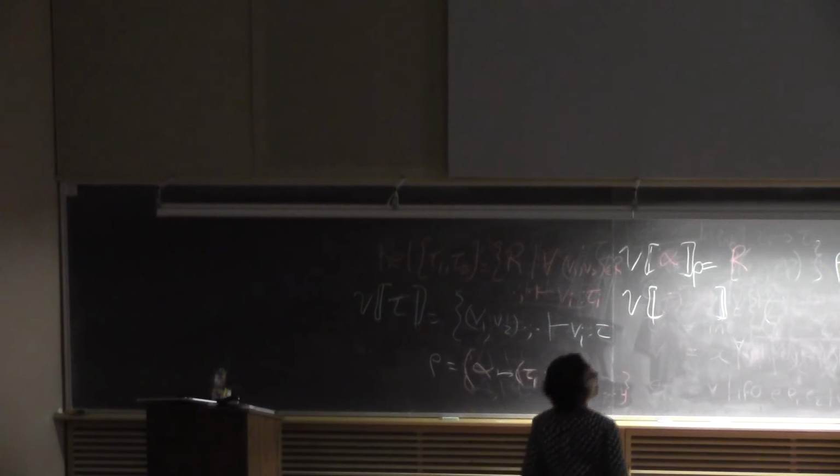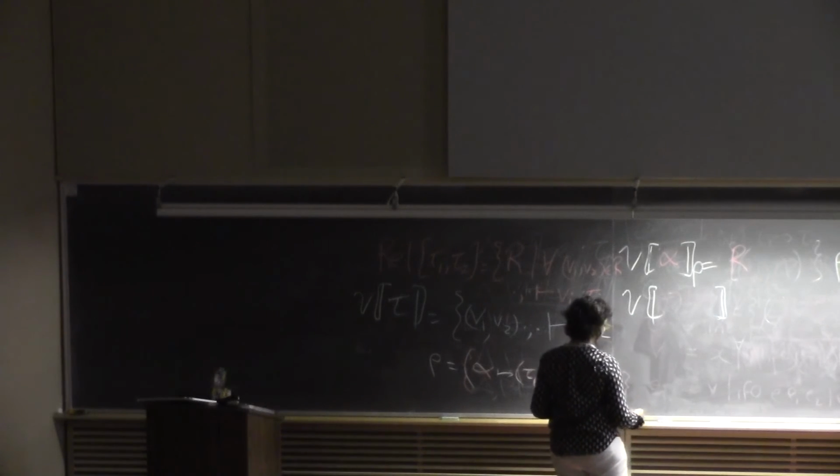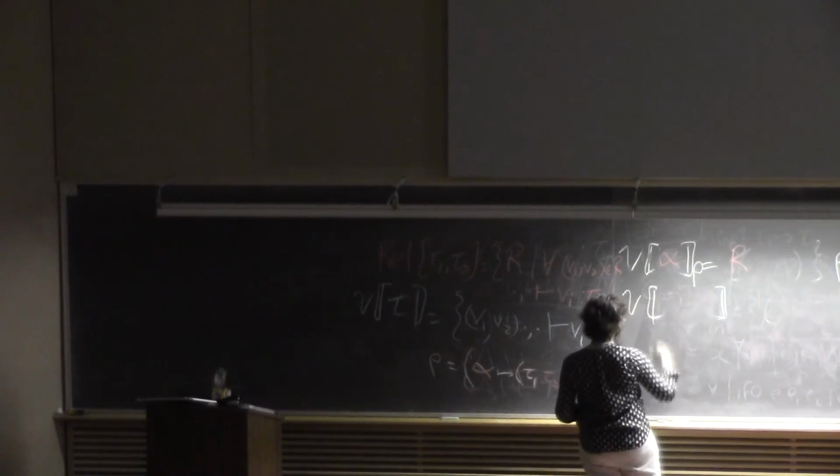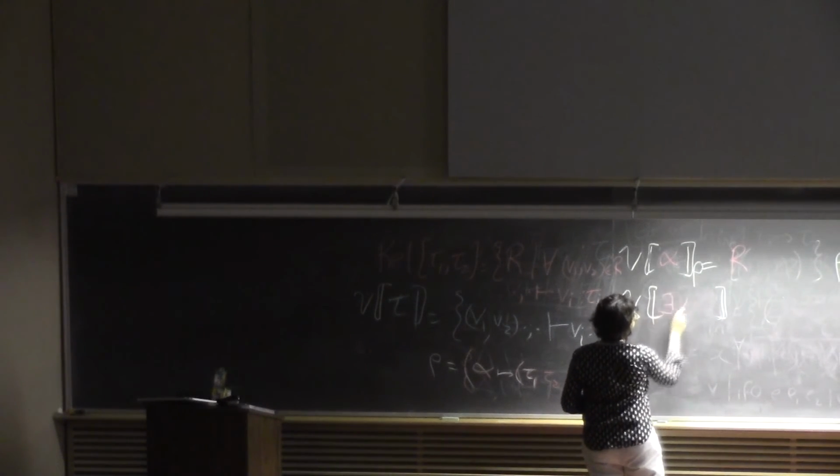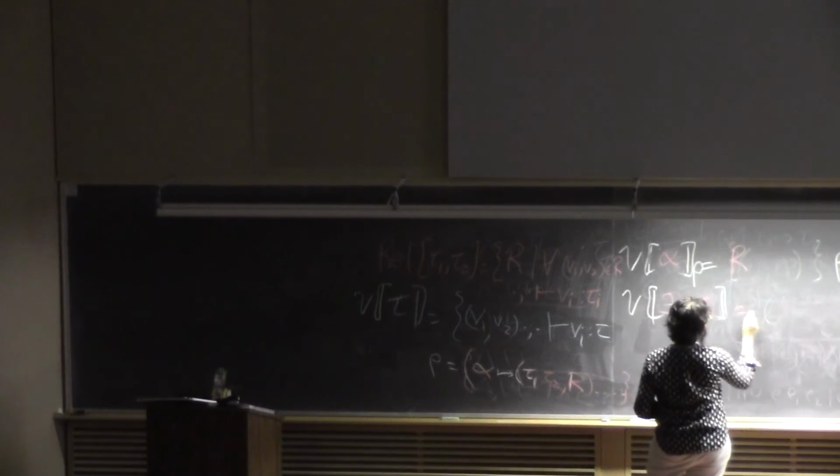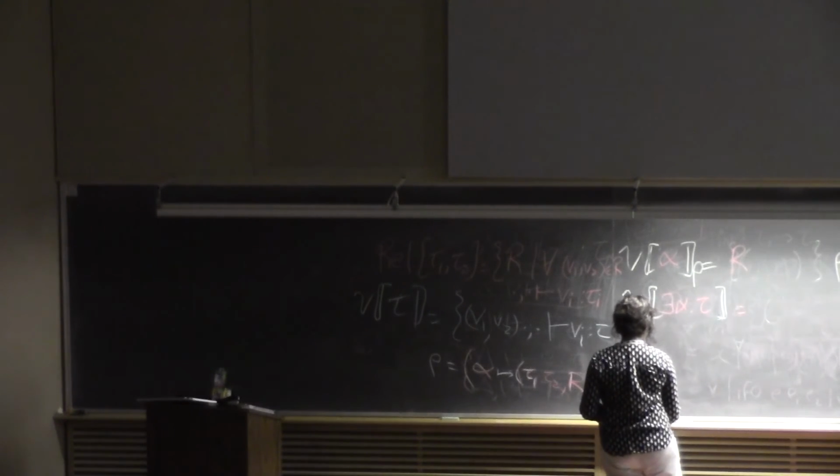All right, good. Okay, so now let's do existential types. So exists alpha tau. What do we put in this relation?